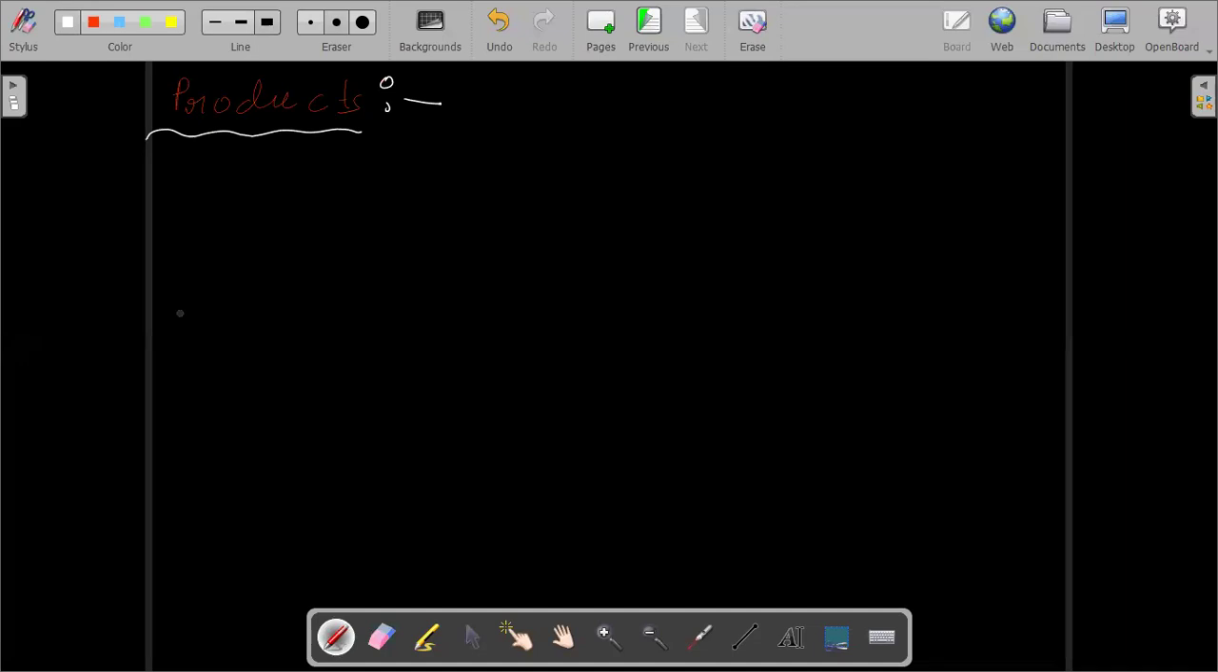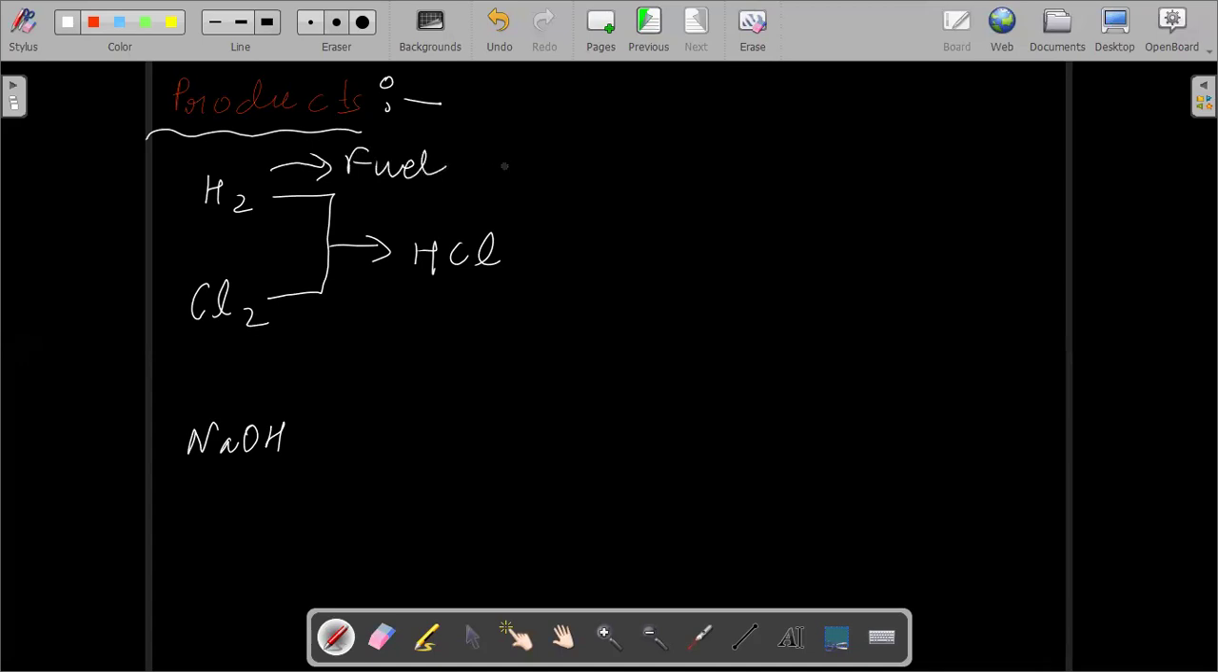So these products are hydrogen, chlorine, and NaOH. This hydrogen and chlorine can be combined to form HCl, so you get another product, HCl. Got it? Then this hydrogen which has been obtained can be used as a fuel in rockets.